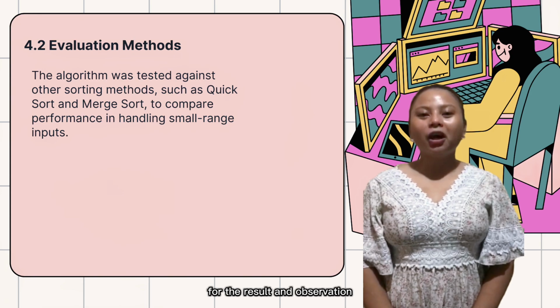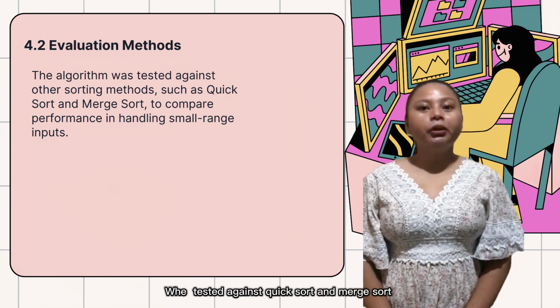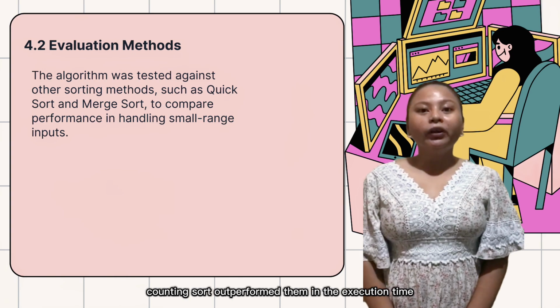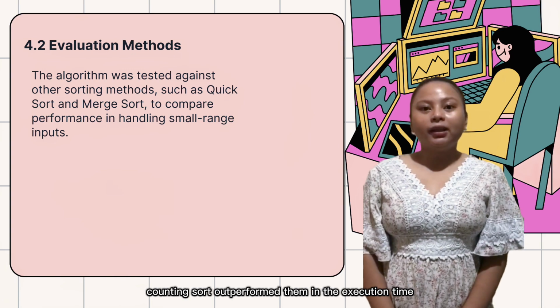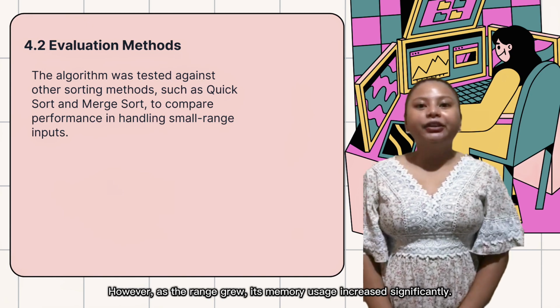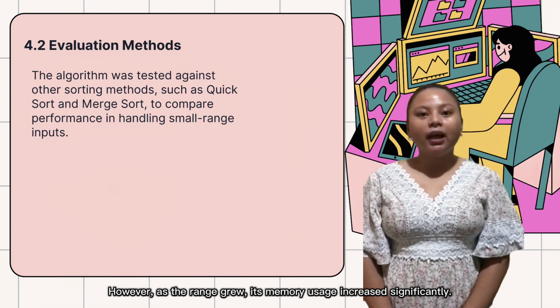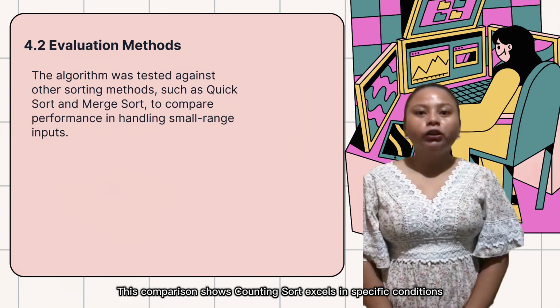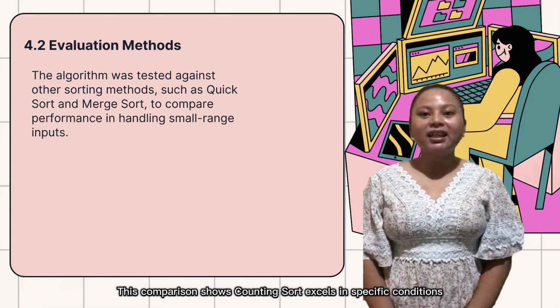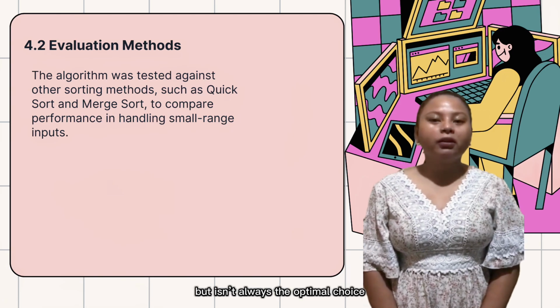For the results and observations, when tested against quick sort and merge sort, counting sort outperformed them in execution time for small range inputs. However, as the range grew, its memory usage increased significantly. This comparison shows counting sort excels in specific conditions, but is it always the optimal choice?